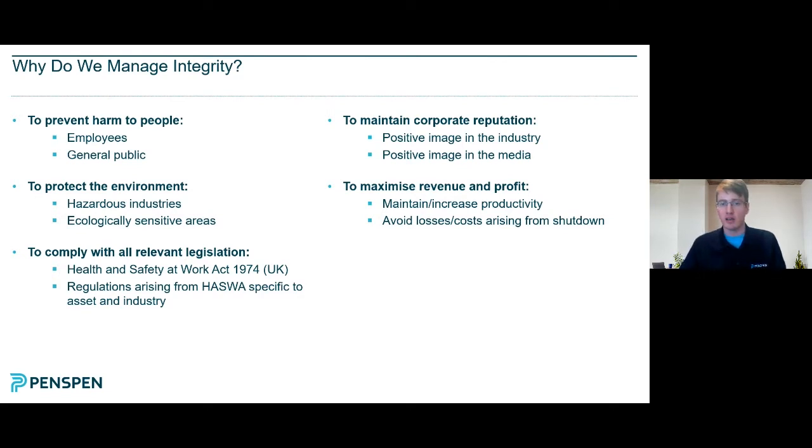And then finally, of course, we need to make money in order to be a viable business, and managing integrity helps us maintain productivity, potentially increase productivity, and avoid unnecessary losses and costs arising from shutdowns. So that final topic about maximising revenue and profits also feeds into the discussion of optimisation of integrity management activities. If we can optimise what we're doing, we can manage our budgets and control our costs.